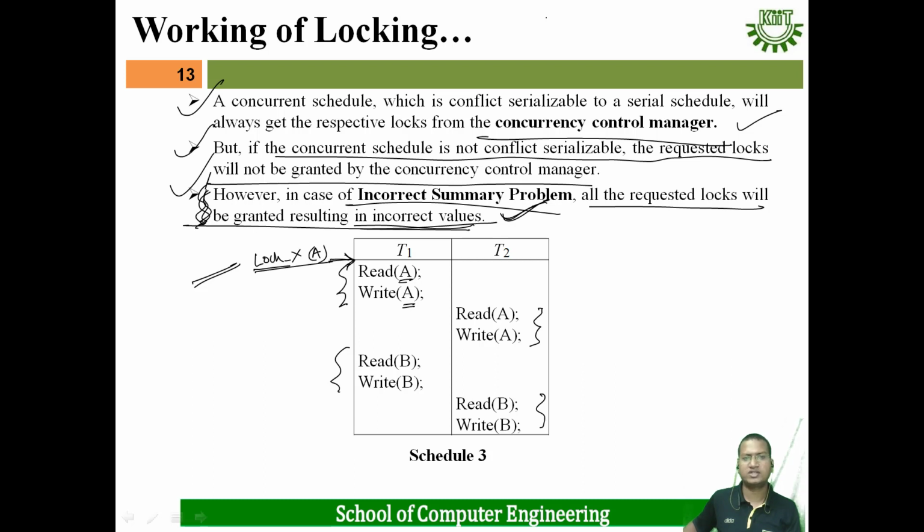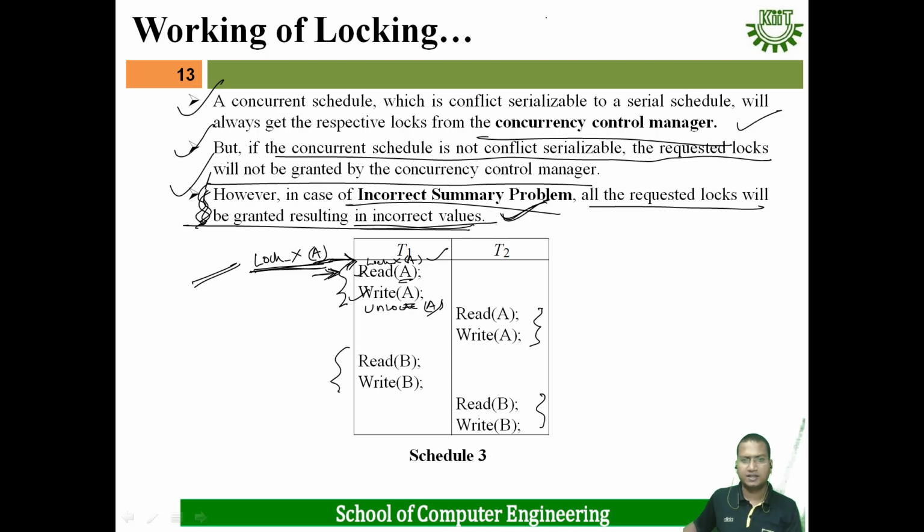That means it will request an exclusive lock for data item A from the concurrency control manager. Then the concurrency control manager will grant that lock. Why? Because no other locks are present on data item A. After granting, the lock-X on A will be applied here. Then these operations will be executed. After execution of these operations, it will unlock A.